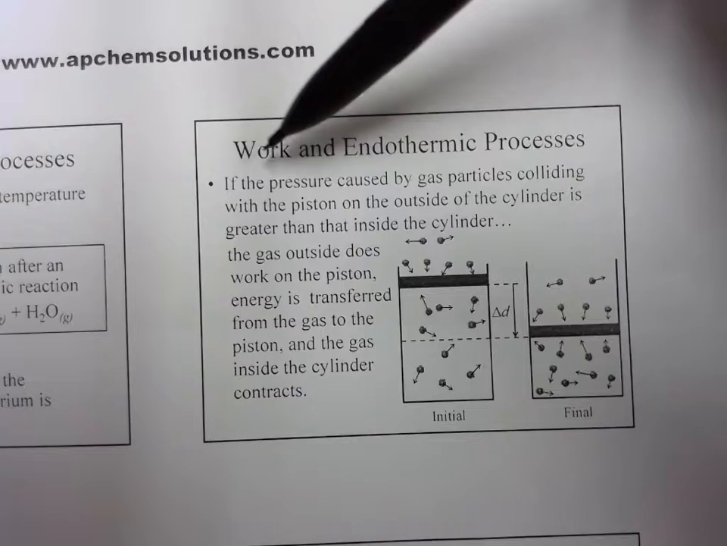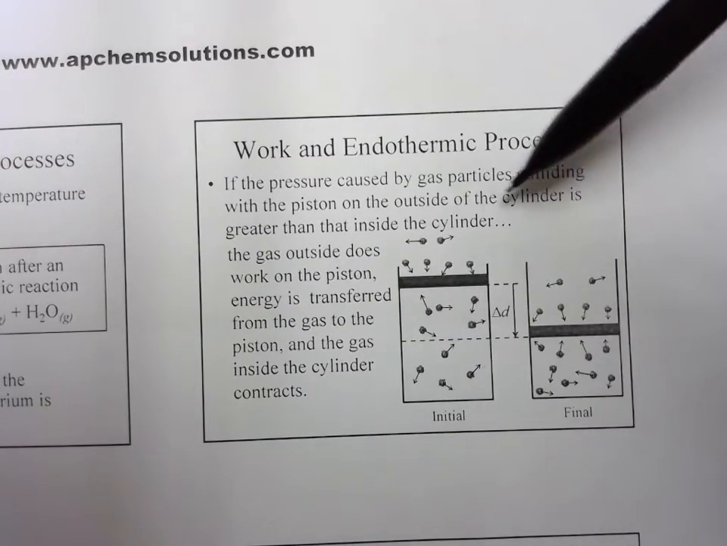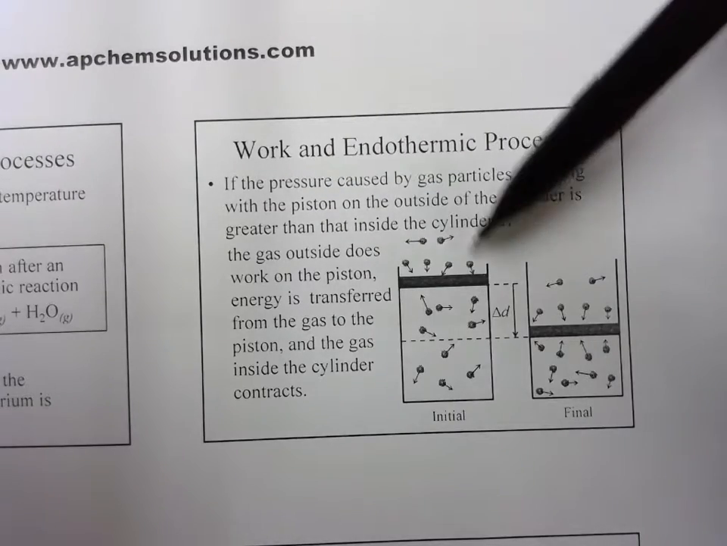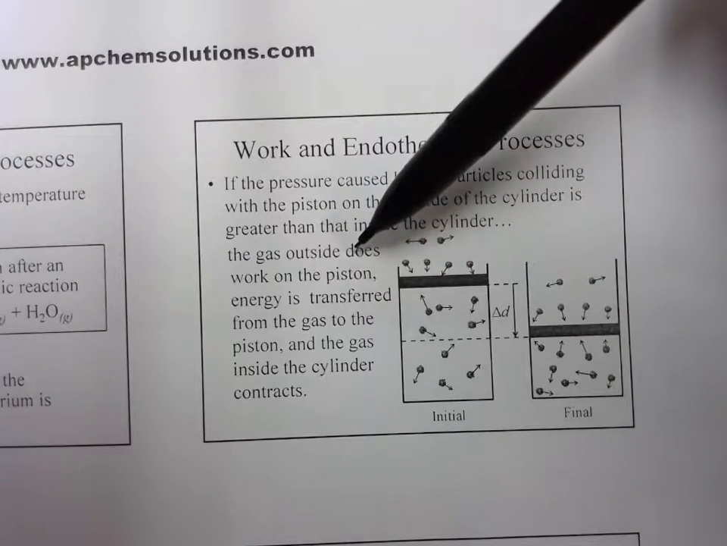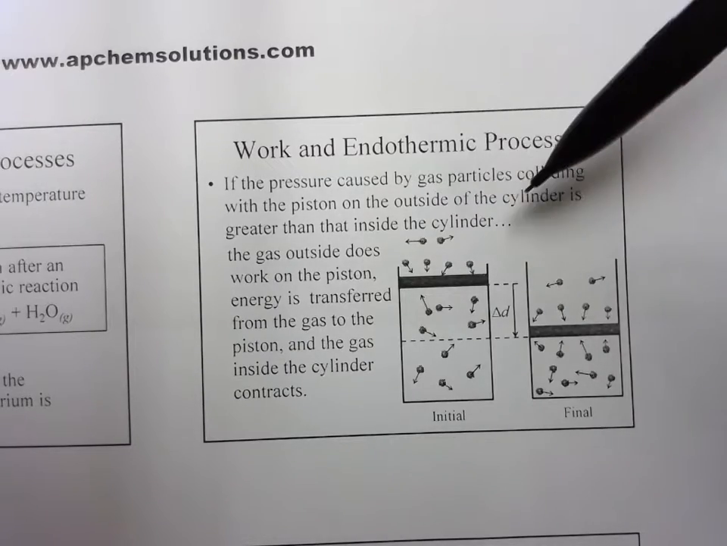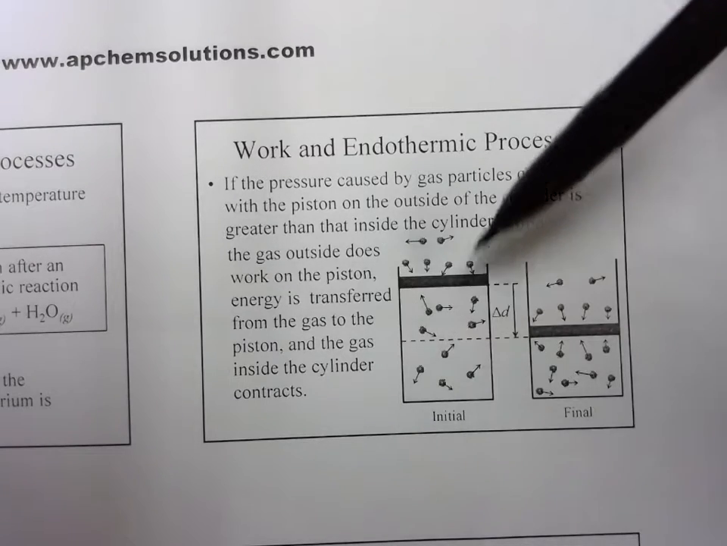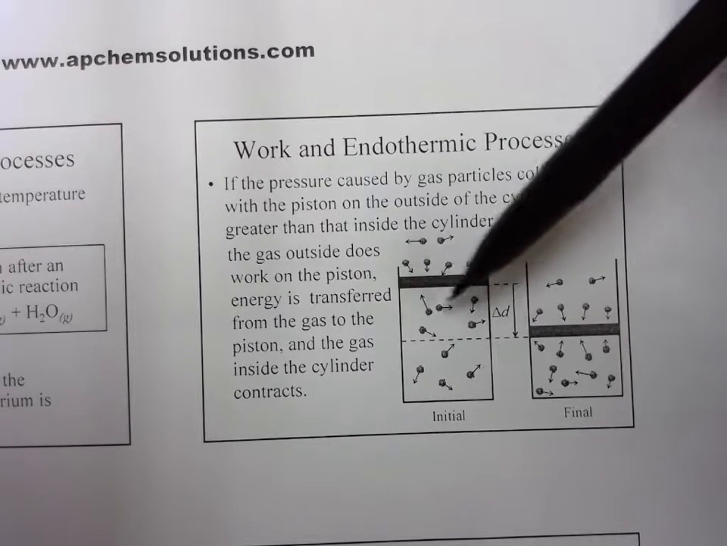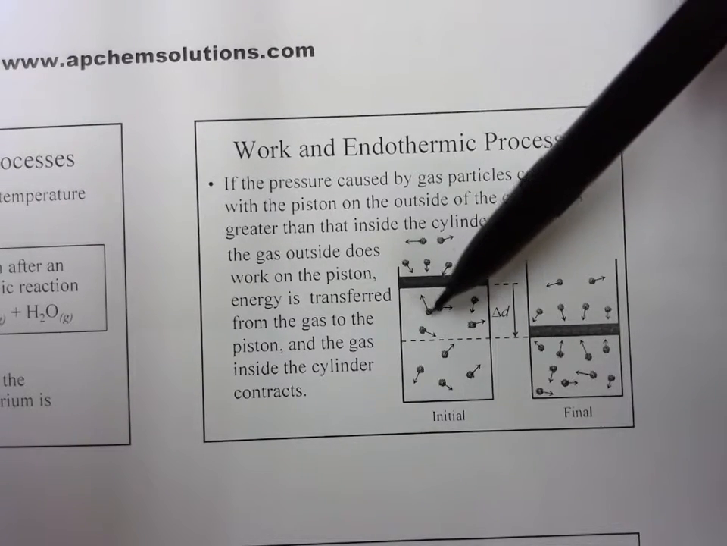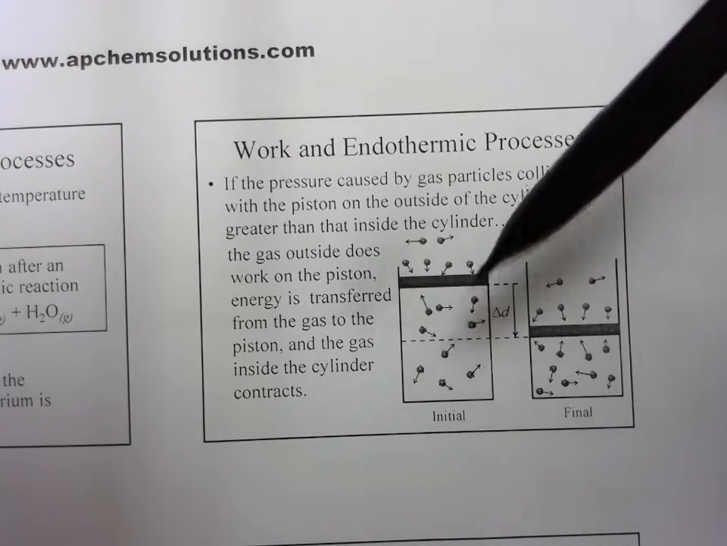So here we have the pressure caused by gas particles colliding with a piston on the outside of a cylinder. It's greater than on the inside of a cylinder. The gas outside does work on the piston, right? So if you have particles colliding on top, particles colliding inside, notice the size of your vectors. The vectors are larger inside than they are outside, which means the pressure inside is greater.